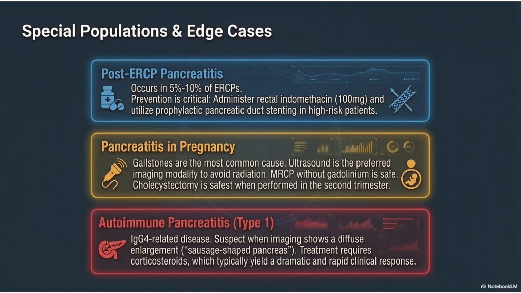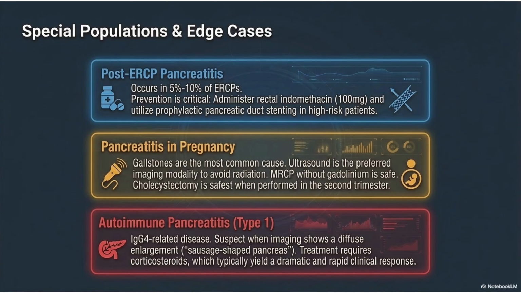Pancreatitis in pregnancy: gallstones are the most common cause if you're dealing with a pregnant patient. Ultrasound is the preferred imaging modality. MRCP without gadolinium is considered safe. Cholecystectomy is safest when performed in the second trimester.